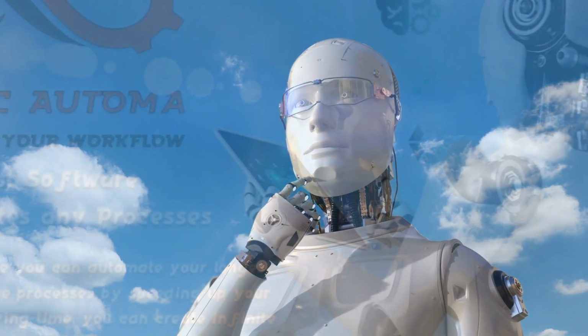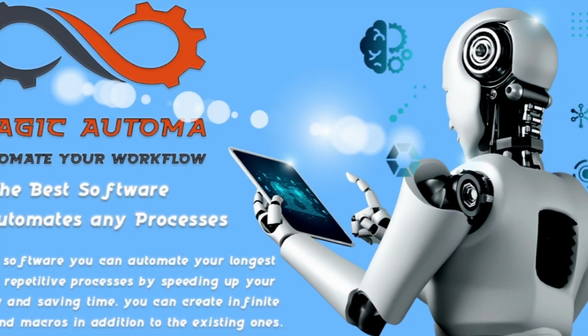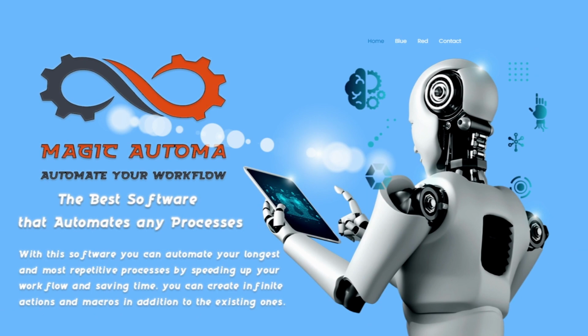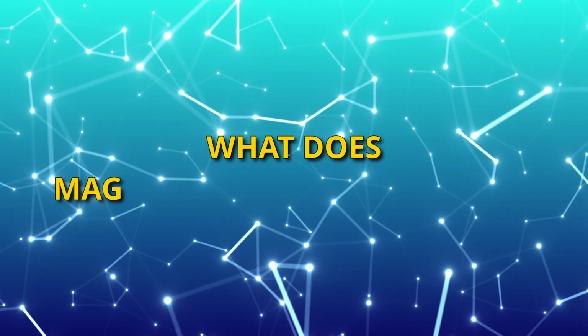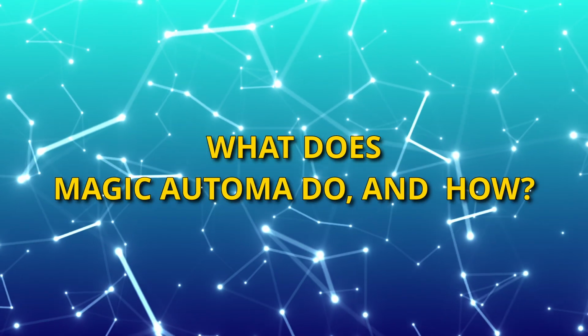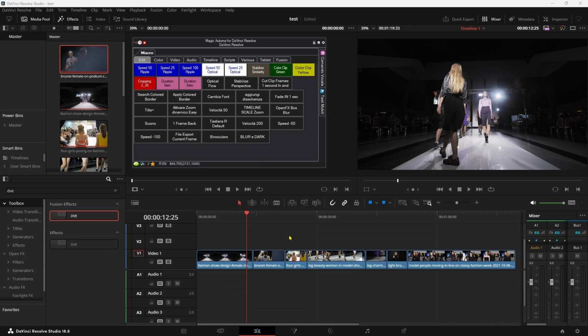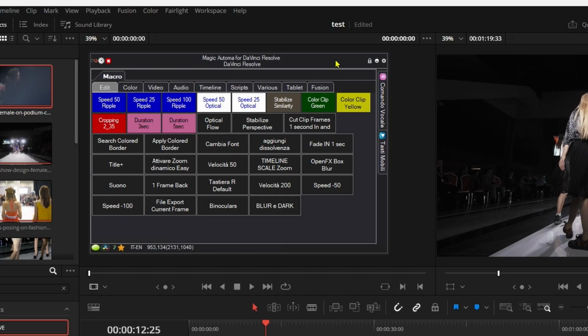And that's where Magic Automa comes in. It's a plugin that allows you to automate all these processes through macros. What does Magic Automa do, and how? Let's dive into DaVinci Resolve with the Magic Automa for DaVinci Resolve window open.